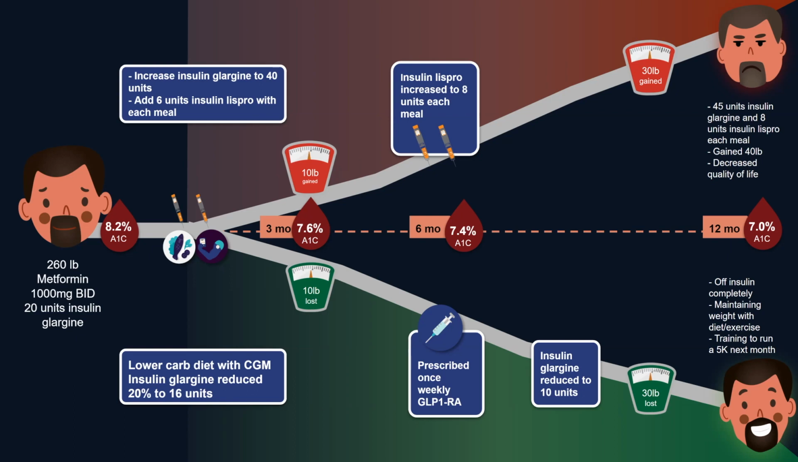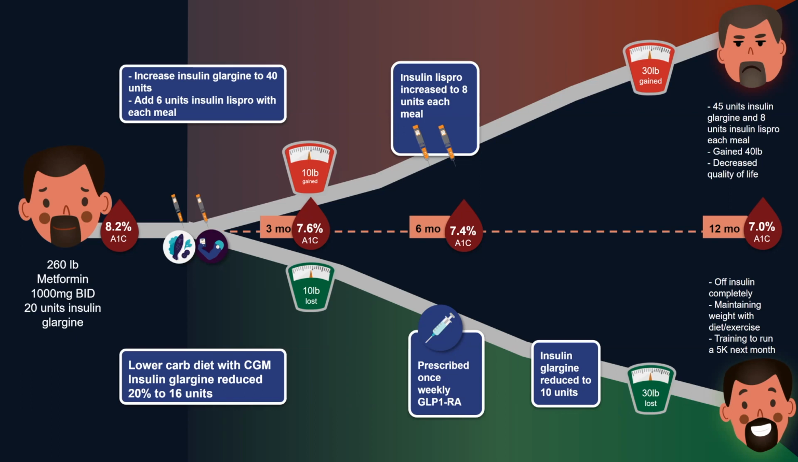Well, step one might be just to increase their insulin. So going from 20 units of insulin to 40 units of insulin, and maybe even adding some preprandial insulin that's shorter acting before each meal. And yes, adding insulin will improve that A1C. As you can see on this roadmap, this patient who got extra insulin did decrease their A1C down to 7.6% at 3 months. But as he was decreasing his A1C, he was increasing his insulin, and that insulin drove up weight. He gained 10 pounds during that 3 months.